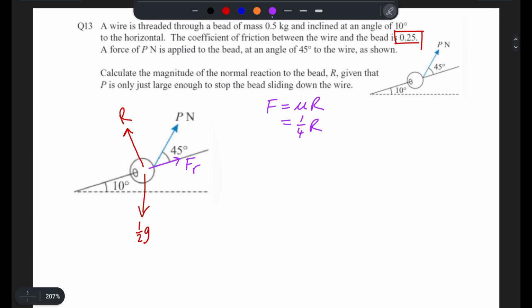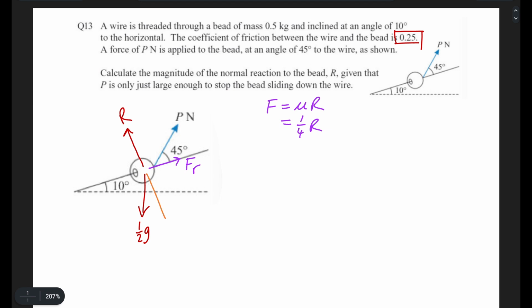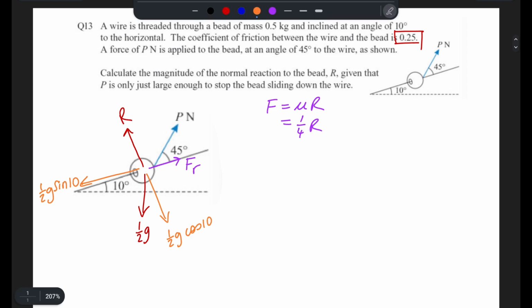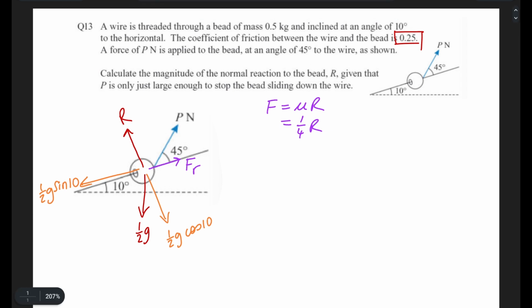And now we can just label all the other stuff in the diagram. We're going to resolve the weight into two components. So this is half g cos 10, and then down the slope, half g sine 10. We're also going to resolve the force P into its two components. So P is going to be P cos 45, and then this is going to be P sine 45. Because it said it's large enough to stop the bead sliding down, it means it's in equilibrium.